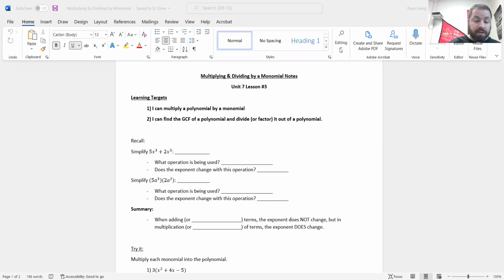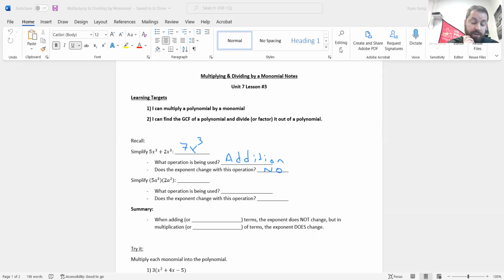So recall, simplify 5x to the third plus 2x to the third. That was last lesson. It's combining like terms, that's 7x to the third, right? What operation is being used? Well, we were adding, right? Or I could put addition. Does the exponent change with this operation? No, it did not change. It was 5x to the third plus 2x to the third became 7x to the third.